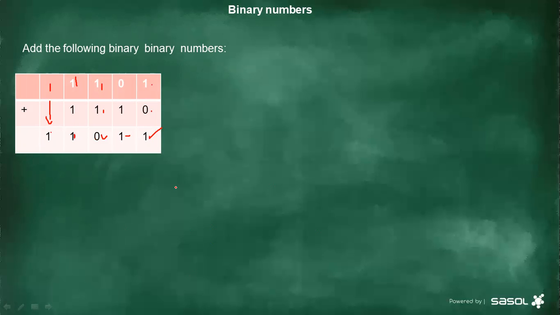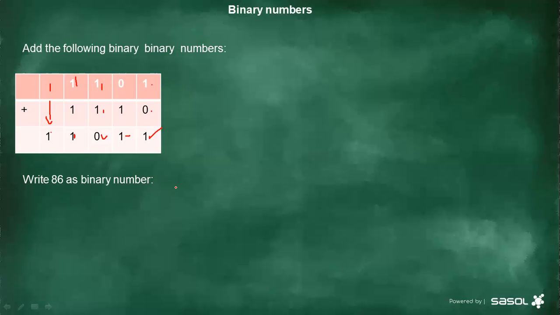Remember we did binary numbers in grade 10, and then there were no binary numbers in grades 11 and 12. So you just have to go and remind yourself how to add binary numbers, how to subtract binary numbers, and how to convert from binary to decimal or decimal to binary. It's very, very important. Now they say write 36 as a binary number.